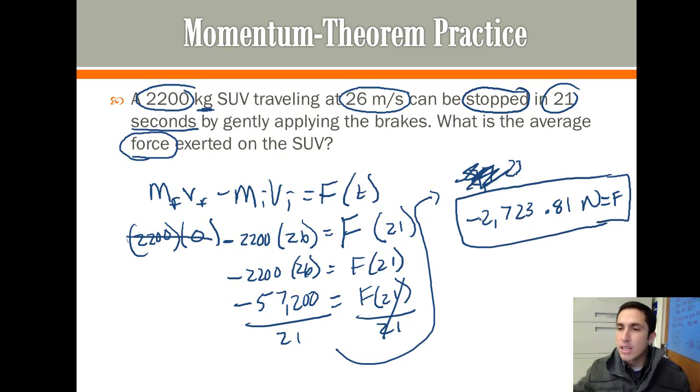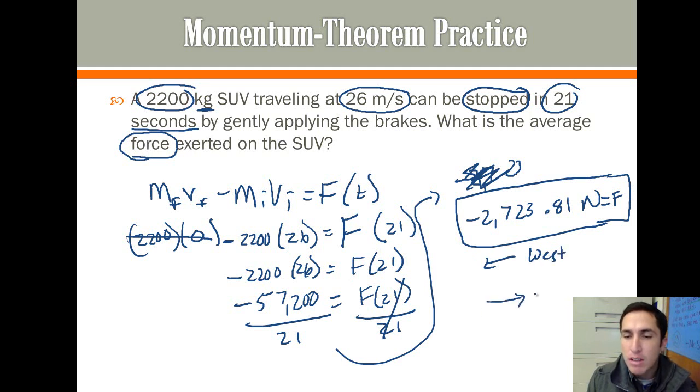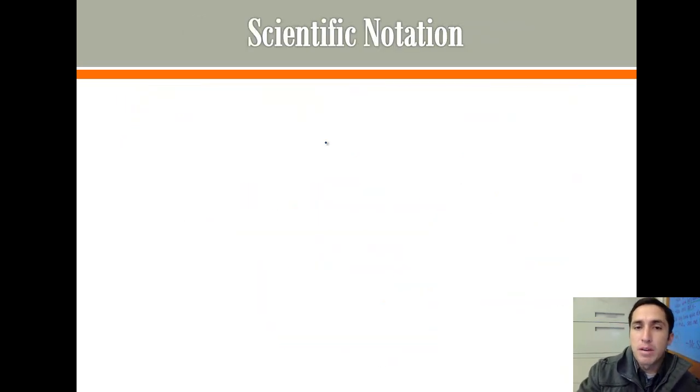Because the force is negative, what does that mean? Well, it means that the force was applied to the west. Wasn't the car initially going to the east? We know that because his velocity is positive. If he was going to the east, then you apply this force in the west direction and it will make the car stop. Alright, let's go ahead and go to the next part.